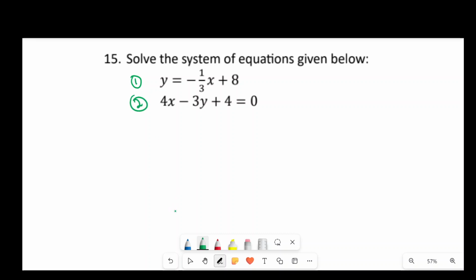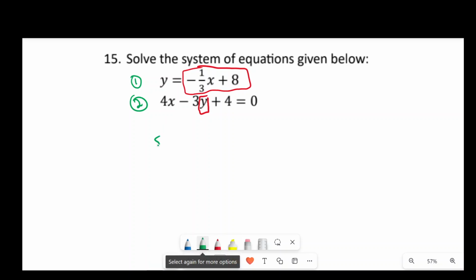That's in standard form. So the way I like to approach a question set up like this is I'm going to do substitution. Because one of the equations tells me explicitly what y is equal to, so y is equal to negative 1/3 x plus 8. And that means that I can write negative 1/3 x plus 8 instead of writing y. So I'm just going to do a substitution.